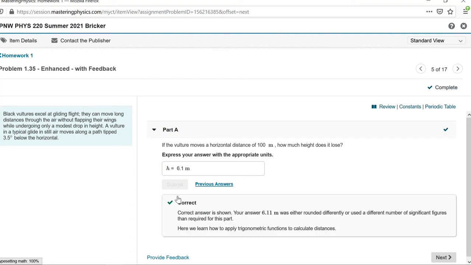Submit. It turns green here. Correct. Your answer was either rounded differently or used a different number of significant figures than required. It won't count you wrong for having the incorrect amount of significant figures. So when you're doing these problems, keep all your numbers until the end and then round off. And it won't count it wrong. The problem arises if you round things. Say you had to do several steps. You round it off, you round it off, you round it off. By the time you get to the final answer, you've rounded it so much you're outside the tolerance of this Mastering Physics. So keep all your digits until the very end and then round off. Okay. Let's look at the next one.